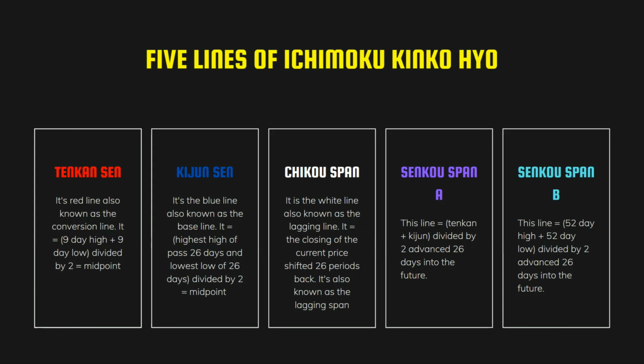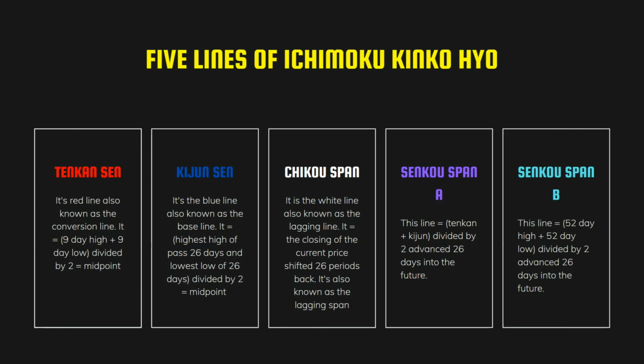Next, we have our Kijun. It's the blue line, also known as the baseline. It equals the highest high of the past 26 days and lowest low of the past 26 days divided by 2, giving you the midpoint. Next, we have our Chikou Span. It's the white line, also known as the lagging line or lagging span. It equals the closing of the current price shifted 26 periods back. And as I said before, it's also known as the lagging span or the confirmation line, which we'll go over pretty soon.